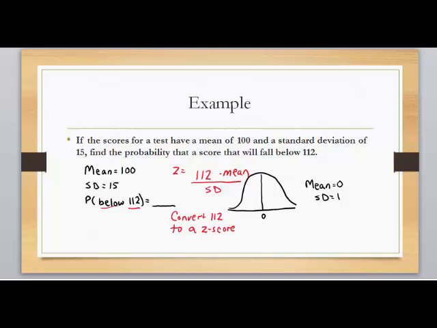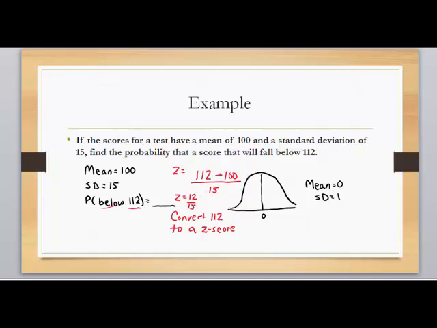Okay, and our mean, what is our mean in the problem? Our mean in the problem was 100, so I'm going to put 100 in for the mean. And our standard deviation is 15, so I'm going to put 15 in for that standard deviation. Now I'm going to calculate that z-score. So I know that 112 minus 100 on the top is going to give me 12. So I have 12 divided by 15.